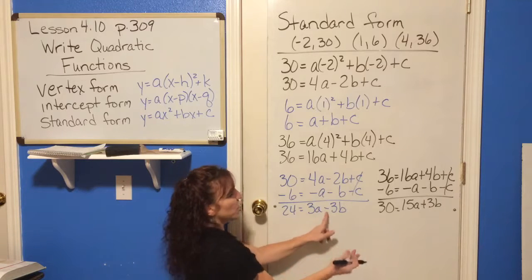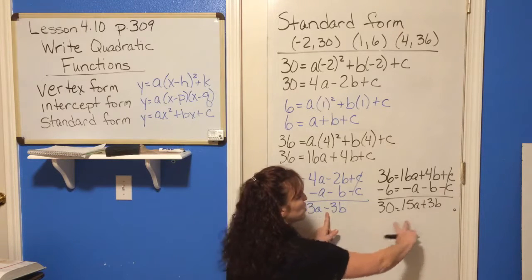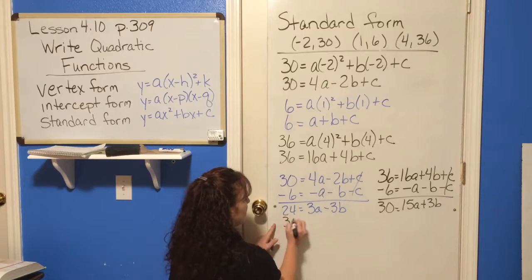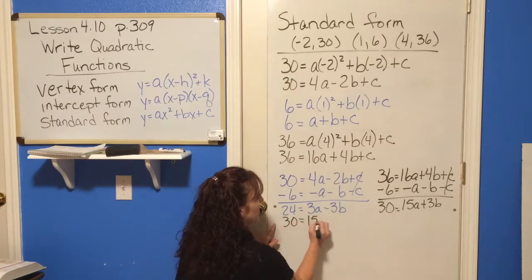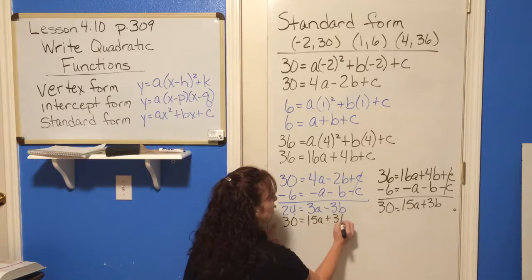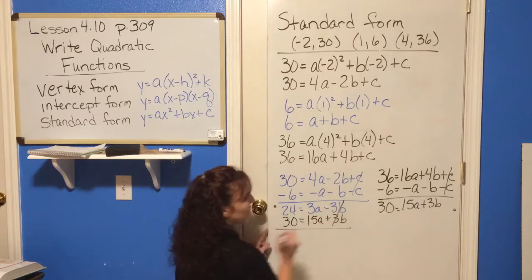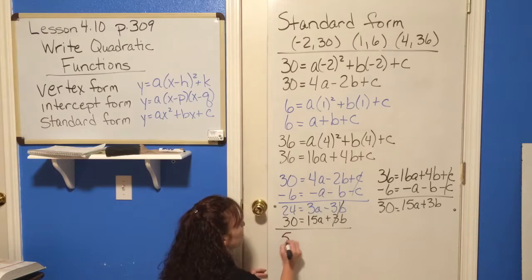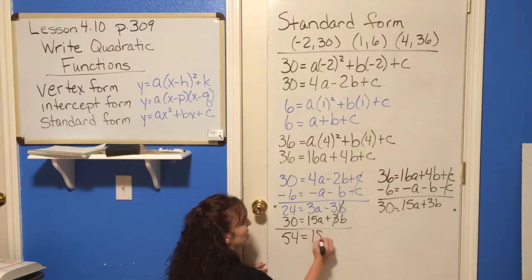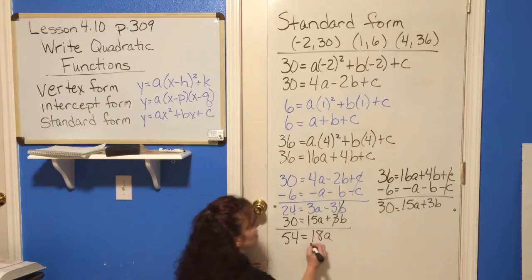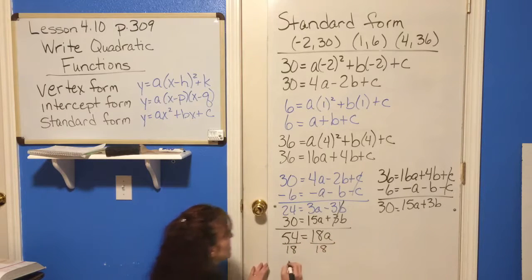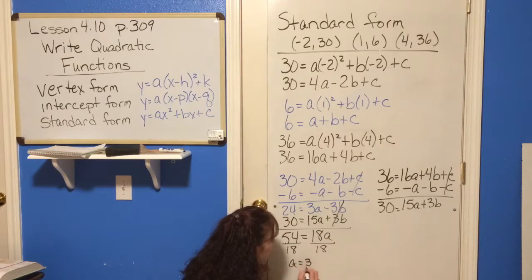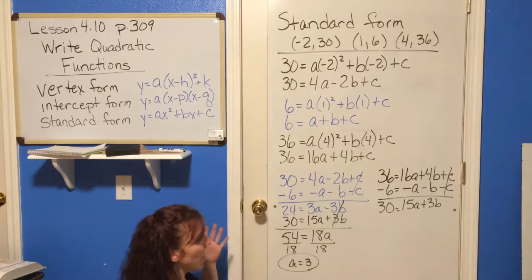Oh, and look here. You've got a negative 3 and a positive 3. Let's just pull this over. 30 equals 15a plus 3b. Because when we combine those, the 3b's cancel. Are you remembering doing this before? So now we have 54 equals 18a. Divide by 18. And is that 3? I believe it is. So a equals 3. Ta-da! We're almost there.